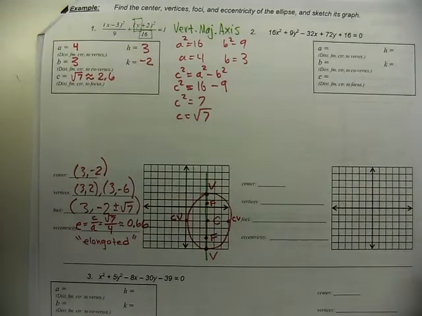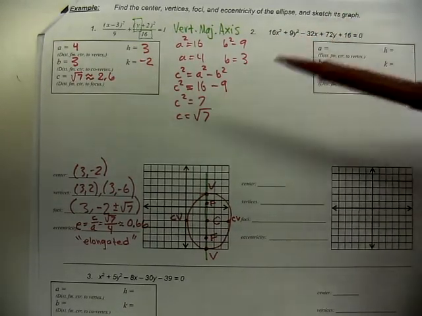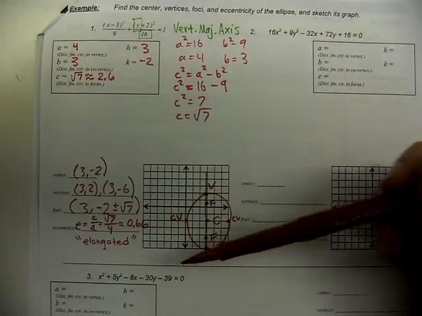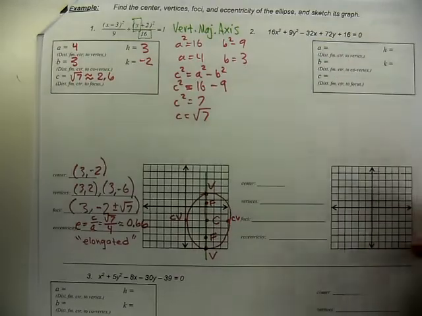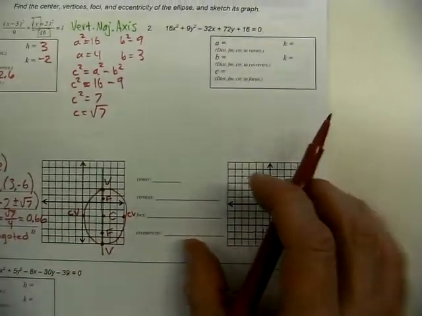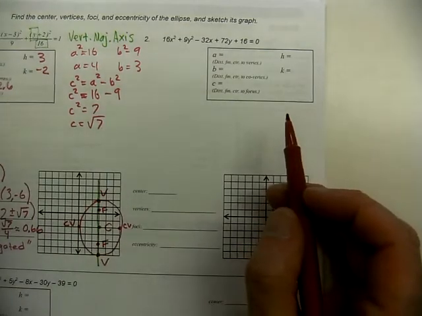All right, so we're going to use example 2 here really just to talk about completing the square, and then we'll do number 3 in its entirety, which is completing the square plus the graphing. So on number 2, the main focus here is how do we complete the square to get that into the standard form of the ellipse that we need.